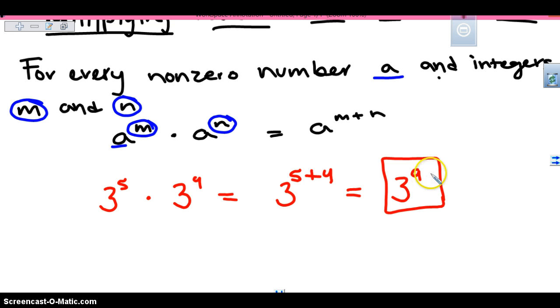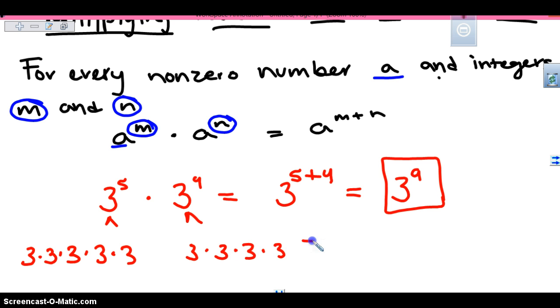This is the rule. Let me show you the long way why this works. When we're multiplying 3 to the 5th power, this means 3 times 3 times 3 times 3 times 3. When we're multiplying 3 to the 4th power, this means 3 times 3 times 3 times 3. How many 3's do we have here? 1, 2, 3, 4, 5, 6, 7, 8, 9. That's why this is equal to 3 to the 9th power.